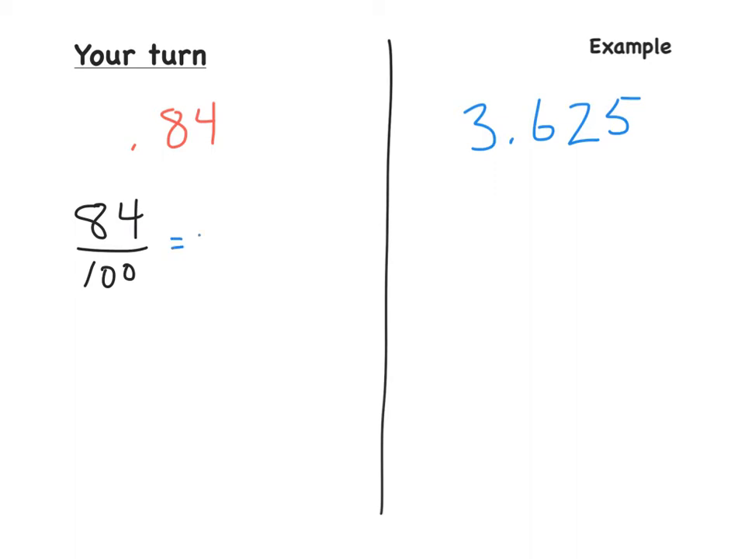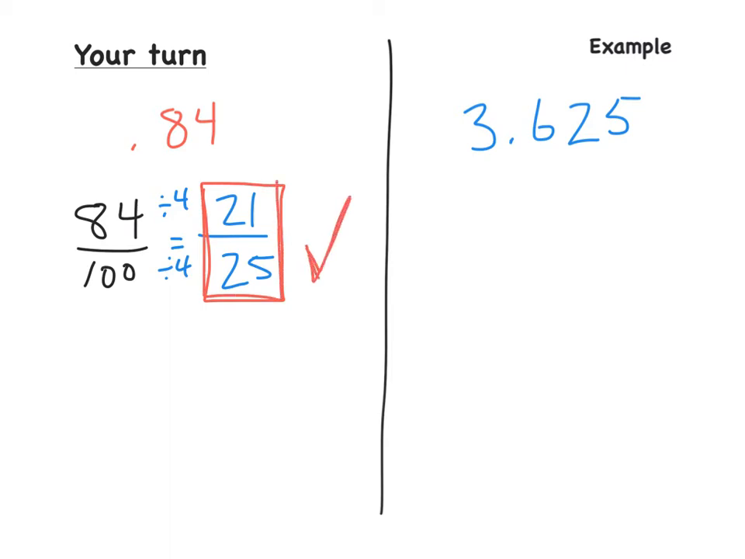So if we divide the numerator by 4, we also have to divide the denominator by 4. So 84 divided by 4 is 21, and 100 divided by 4 is 25. So I know that 21 over 25, or 21 25ths, cannot be reduced anymore. So 21 25ths is our answer.